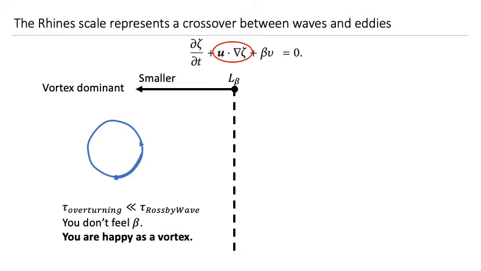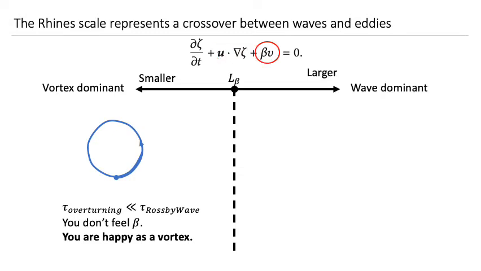And so in a really simple sense, it means you don't feel beta. You're rotating fast enough that it's as if you go around in a circle before you even notice that f is varying across the diameter of your circle in the meridional direction. So you're just happy as a vortex.